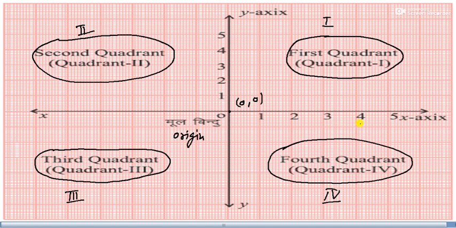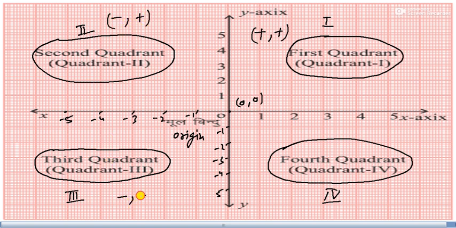Here is 1, 2, 3, 4, 5 on the positive axis, and the negative axis is -1, -2, -3, -4, and -5. And here also it is -1, -2, -3, -4, and -5. So as you have seen, plus plus is the first quadrant. Minus plus is your second quadrant. Minus minus is the third quadrant. And what about this? It is plus and minus.